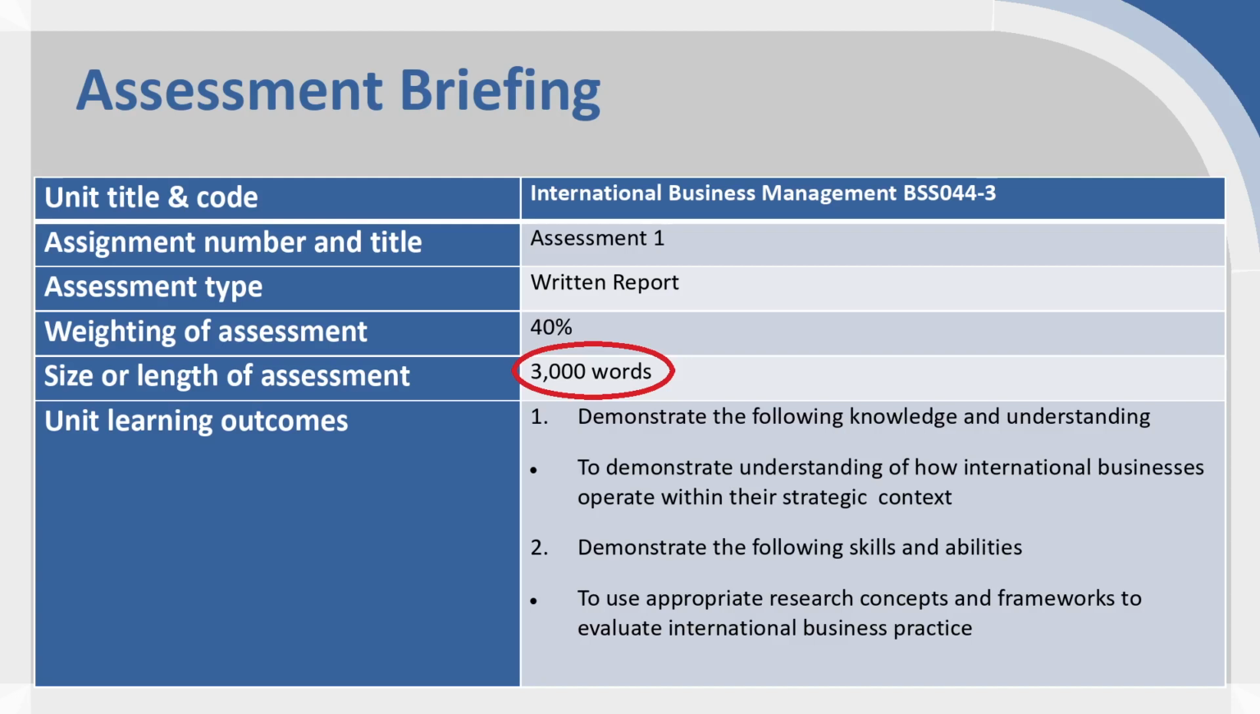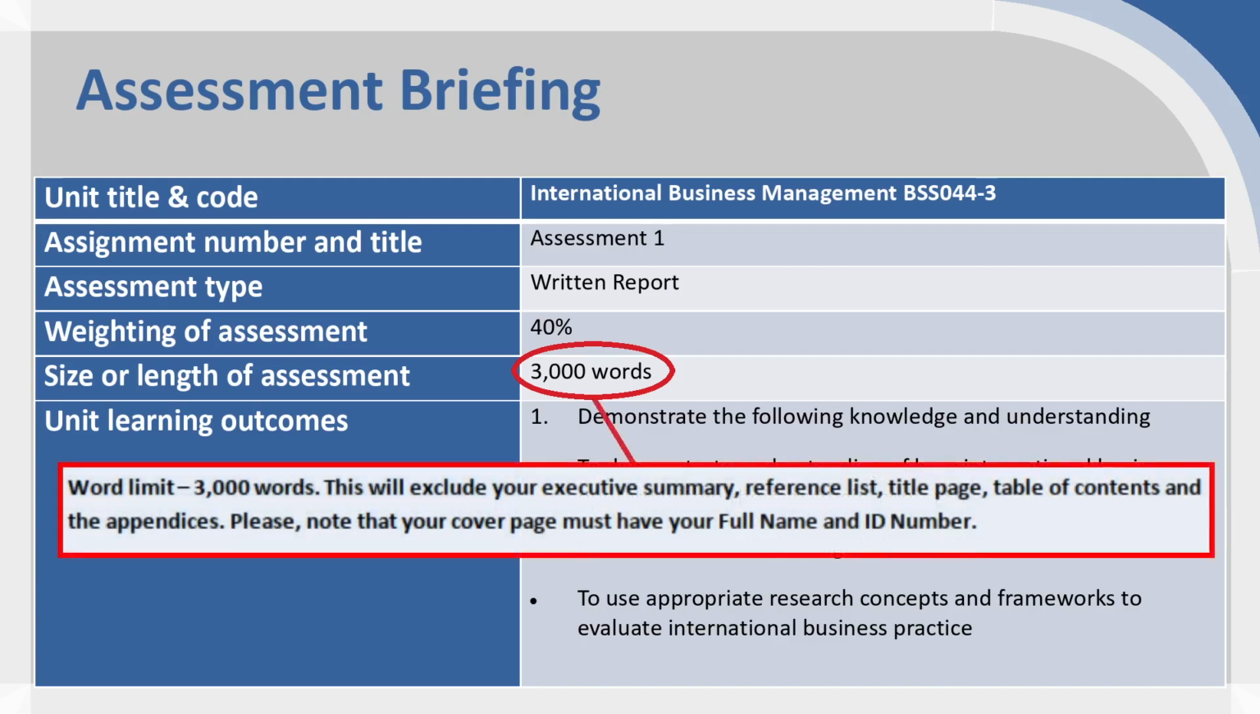That is not the total word count of the document. However, there are quite a lot of exclusions to that word count. So it's excluding your executive summary, your reference list, title page, table of contents, and any appendices if you have any appendices. So really it's just from your introduction all the way through to your conclusion.